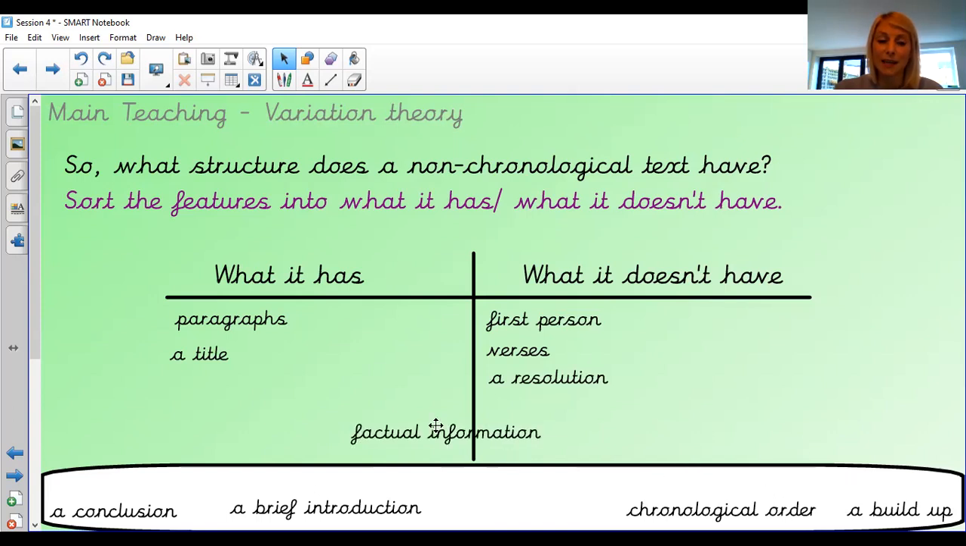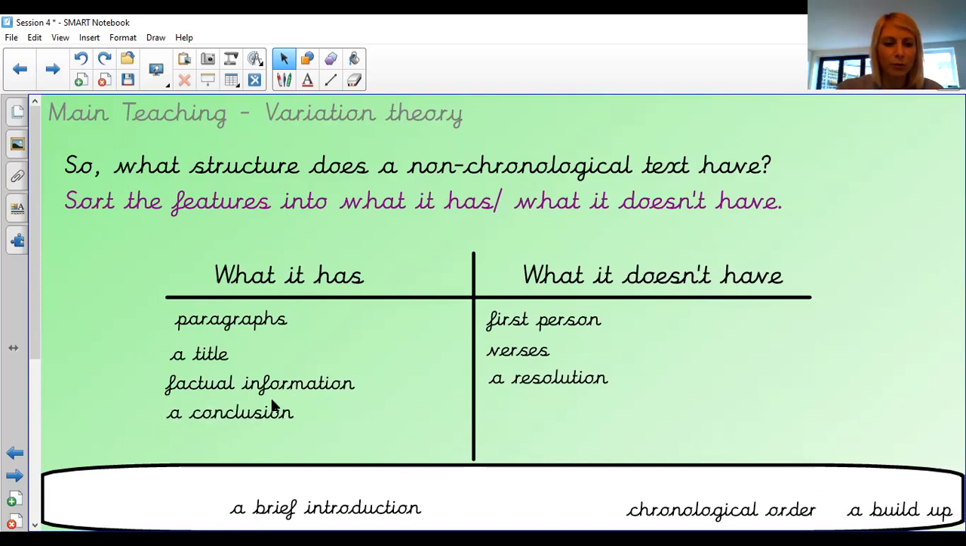What about factual information then? It definitely has that, doesn't it? We highlighted lots of factual information in our model text a moment ago. What about then a conclusion? Yeah, it does have a conclusion, doesn't it? At the end of a report, we would have a conclusion and an introduction at the beginning. So I'm going to put that over there too.